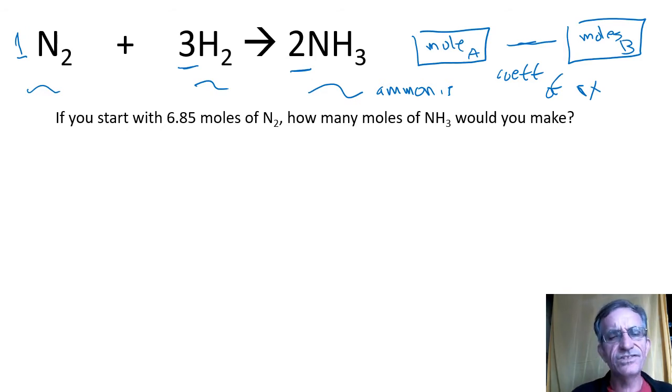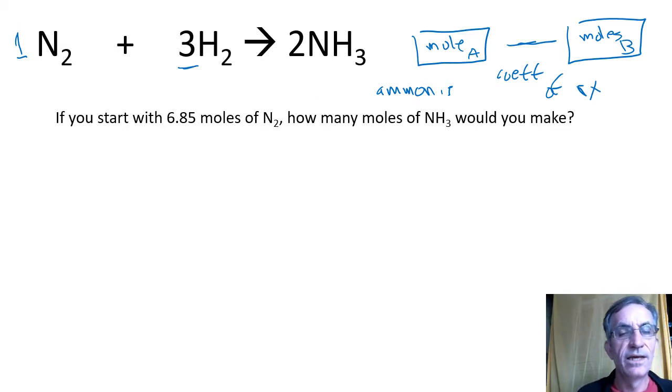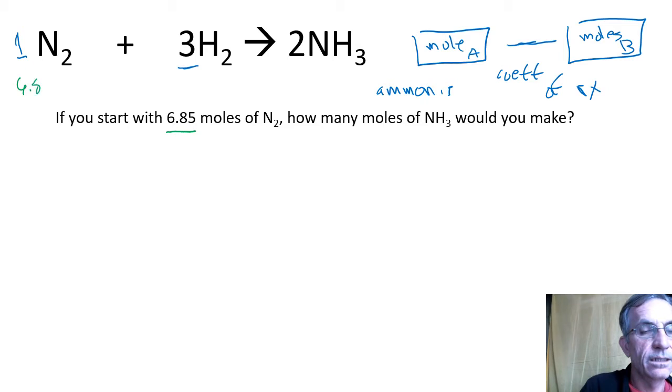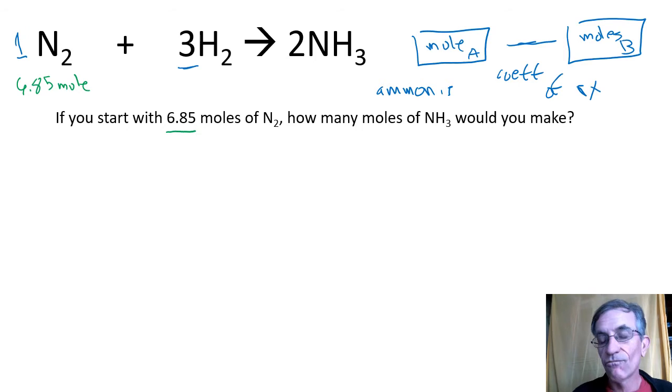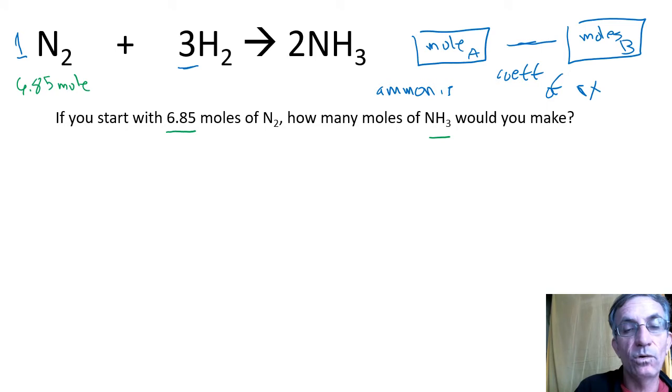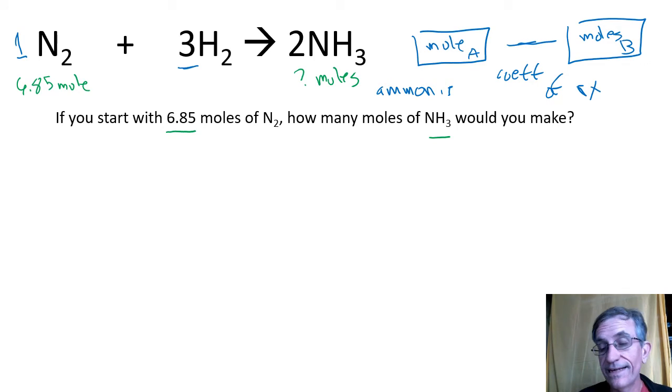Okay, it says if you start with, oh, maybe I should erase a little bit of this. Get rid of these little squiggly lines. Okay, if you start with 6.85 moles of nitrogen, I might ask you, and I could really ask you about all kinds of different things. Right now, I'm going to ask you, how many moles of ammonia would you make? How many moles of this would you make? All right? So if you're going from moles of one compound to moles of another, we're going to be using our coefficients. Now, I should tell you, eventually we're going to bring in some other ideas like grams and liters and all kinds of stuff.